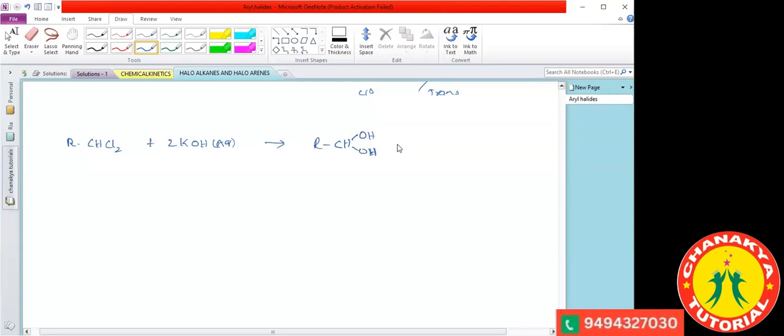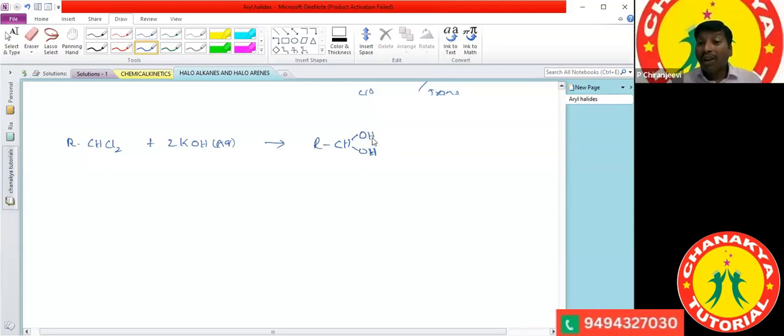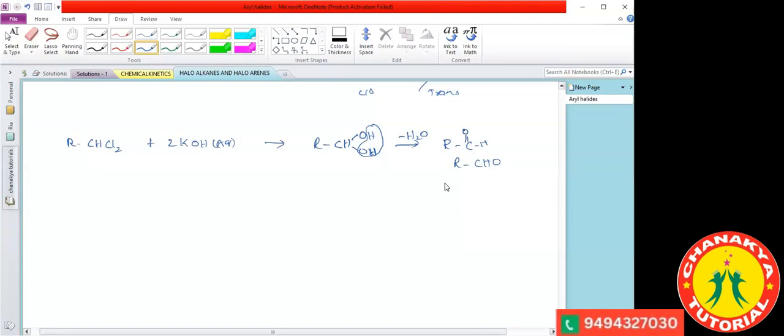Unstable, sir. These 2 OH groups are unstable on one carbon atom. To become stable, they lose a water molecule. If they lose H2O, then between the carbon and oxygen it forms a double bond. That means R-C double bond O with H, RCHO. So what is the name of the functional group? Either it is an aldehyde or ketone. Aldehyde.